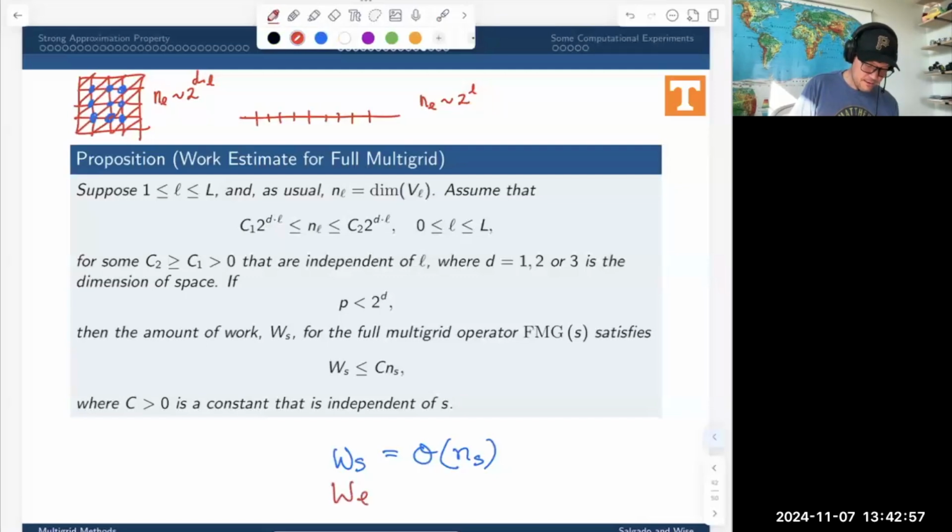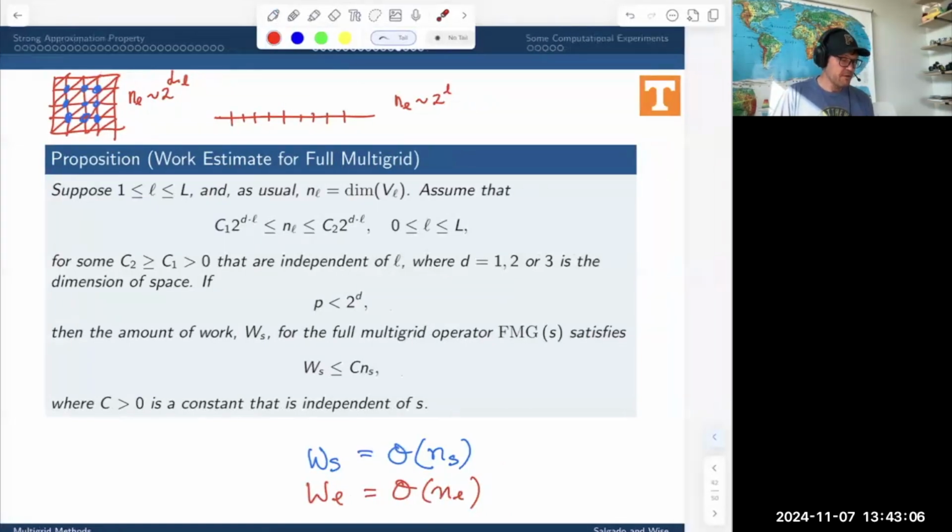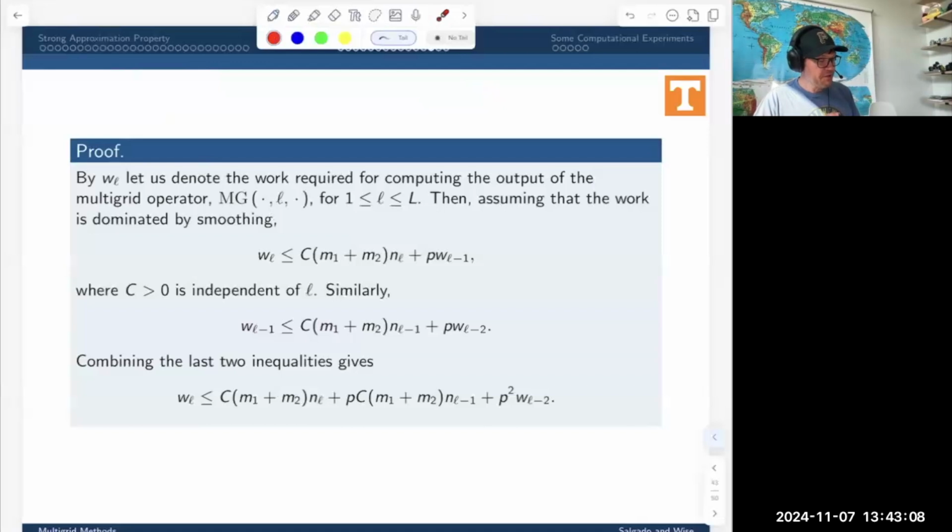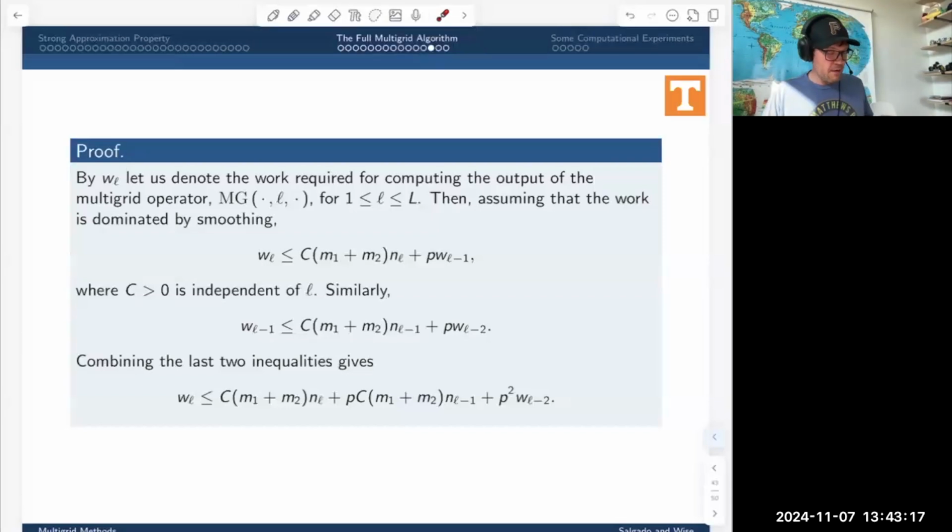I could write it as this. Okay. We don't have to use S, we could use L. All right. Let's prove this. So this is kind of a complicated and technical proof. It's not impossible, but it is kind of complicated. So pay attention to the details here.